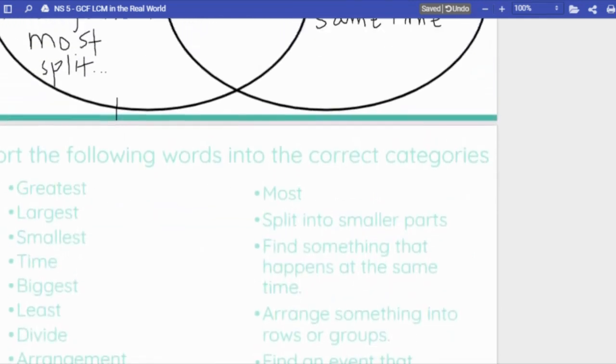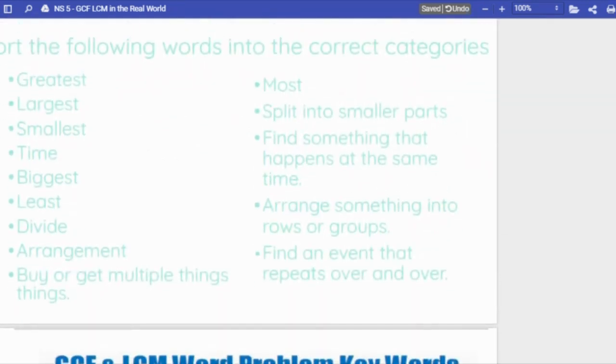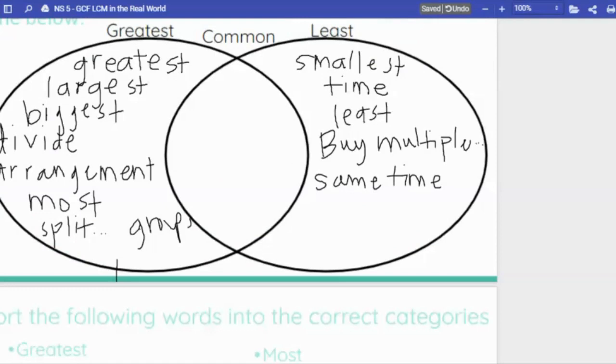Okay, arrange something into rows and groups. So we know arranging already goes with our greatest. So this one we're going to arrange it into groups. Find an event that repeats over and over. So if something's repeating over and over, right, it's going to happen now and then again and again. So that's going to be a multiple, right? Because it's happening at a different time each time. So that one repeats is what we're going to put.